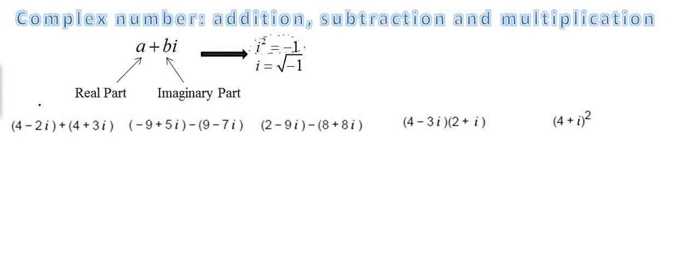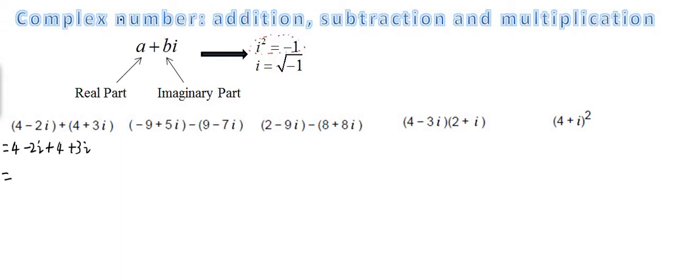Now let's solve the first example, which is addition. We have two complex numbers. One is 4 minus 2i, another one is 4 plus 3i. So the first step, we want to remove the round brackets. Here we have 4 minus 2i, because in front of the round bracket is positive, so we don't change the sign of each term. For the second term, we have 4 plus 3i. We're going to copy it because here is positive.